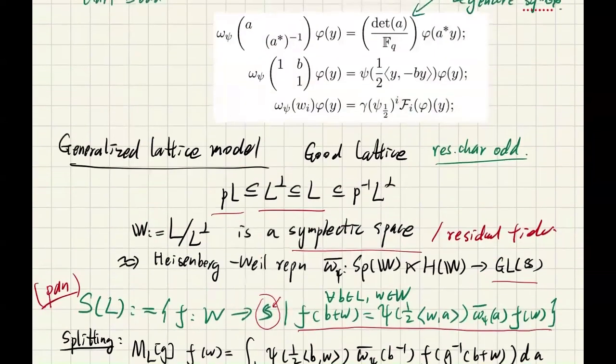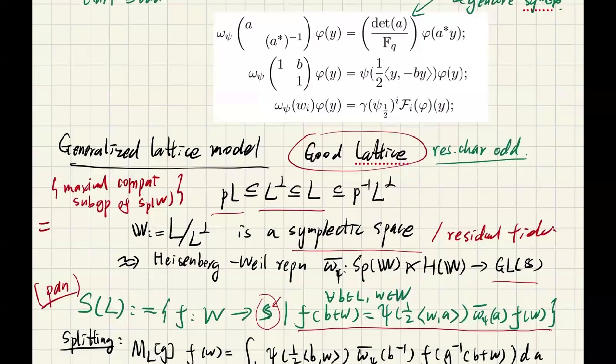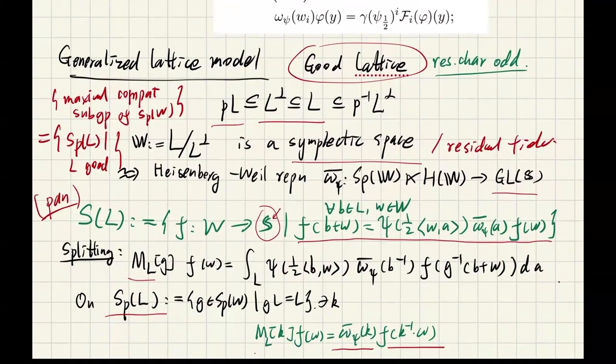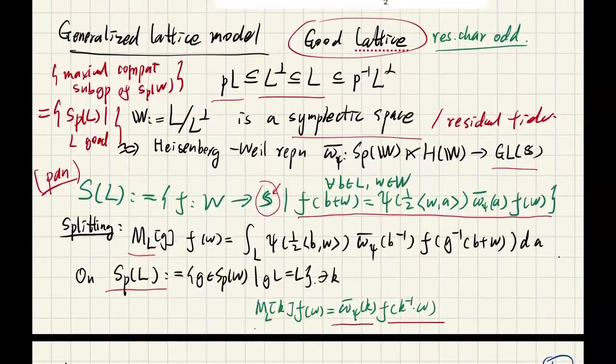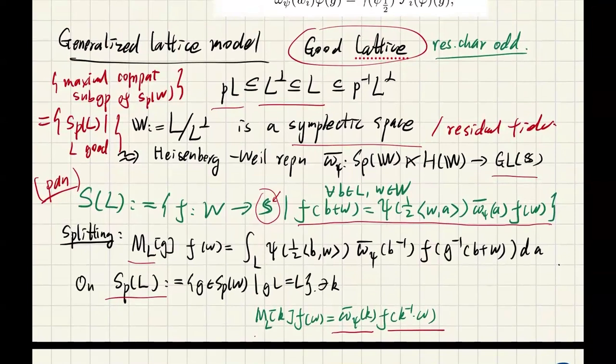Right, I have mentioned a good lattice. For the symplectic group, the collection of maximal compact subgroups of SP_W is equal to the collection of SP_L, where L is good. If you take all the good lattices, then it will give you all the maximal compact subgroups of SP_W, where SP_L is just the elements that stabilize this lattice. This also holds for the orthogonal group and the unitary group.